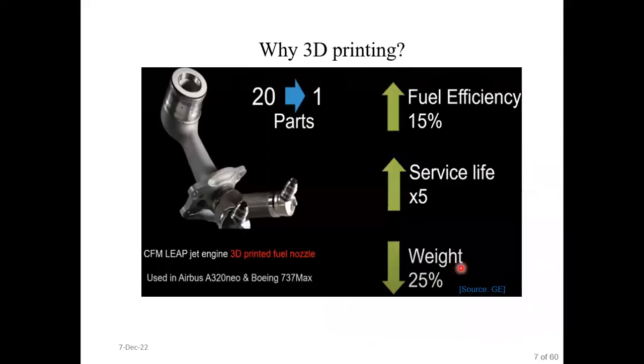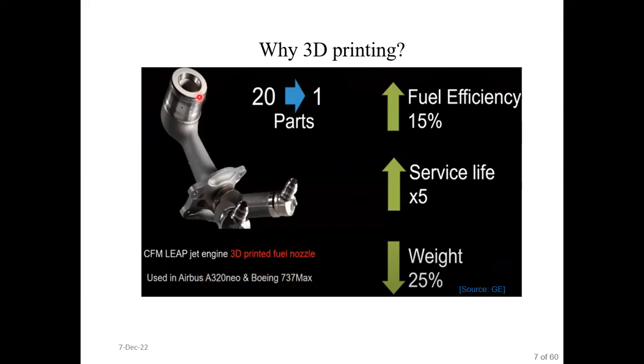Now it is important to understand why we need the 3D printing process. To answer this question, we have to refer to the component given in this figure. This component is basically the CFM LEAP jet engine 3D printed fuel nozzle.